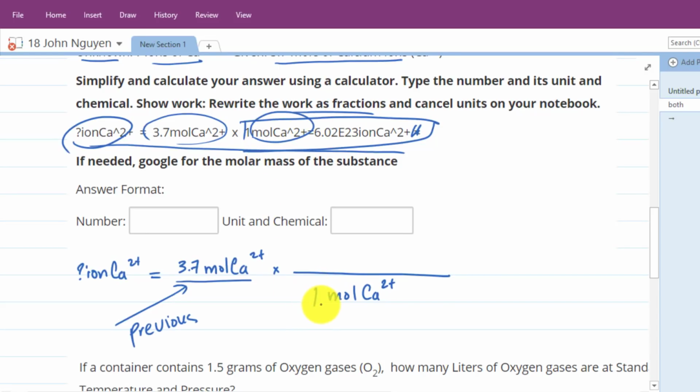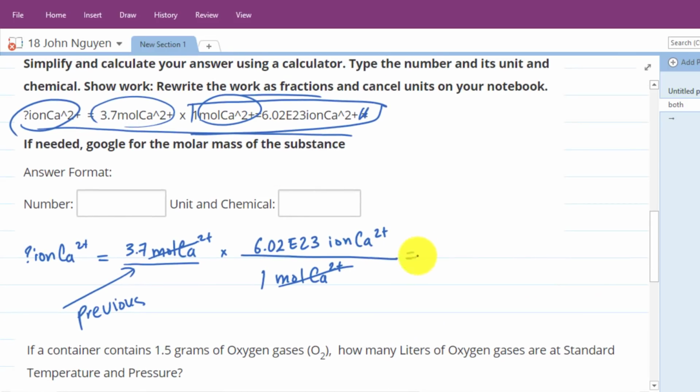Exactly how many? 1. And I just copy exactly from the conversion factor. So if this is on the bottom, the other part must be on top. So we have 6.02 E to the 23rd ions of calcium 2+. And notice how moles of calcium 2+ cancel out and give us our ions of calcium 2+ only. Now, if I were to plug this into the calculator, I would plug in 3.7 times 6.02 E, and that E button can be represented by double E or EXP, 23. And our final answer should be in ions of calcium 2+.